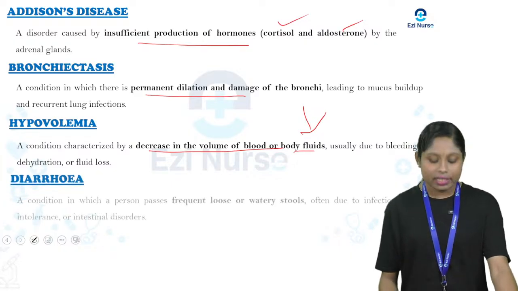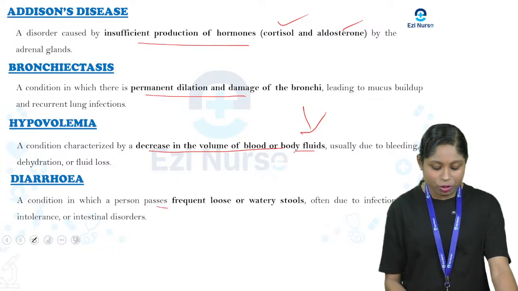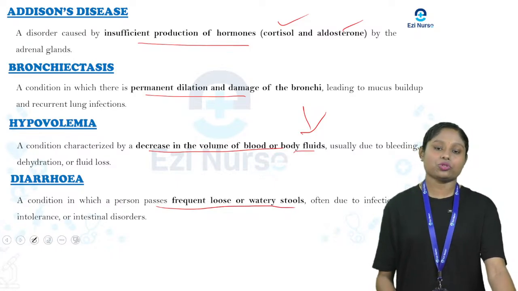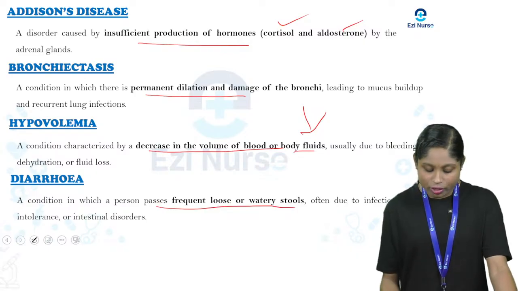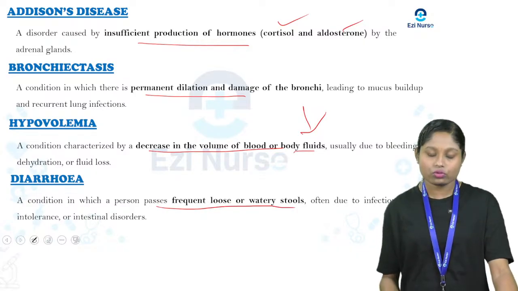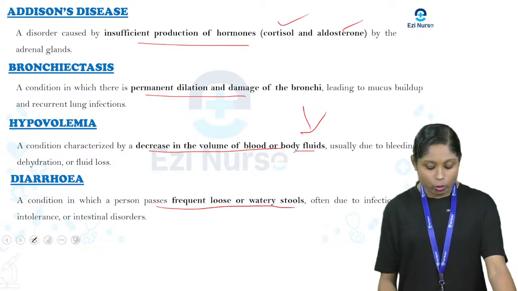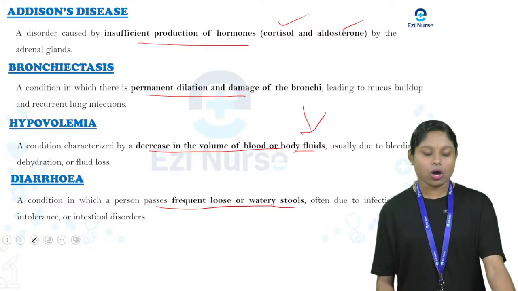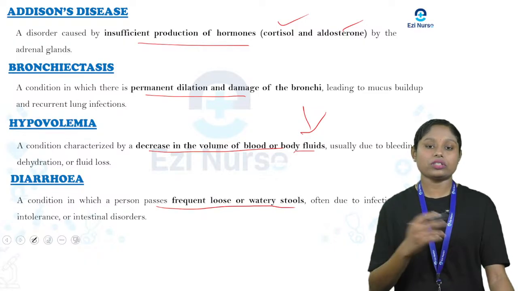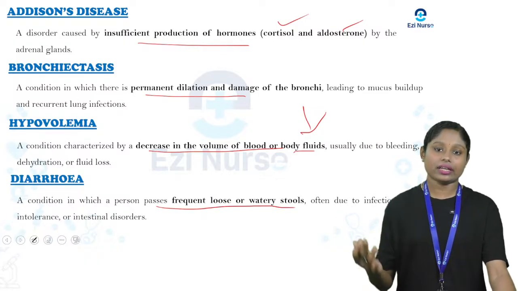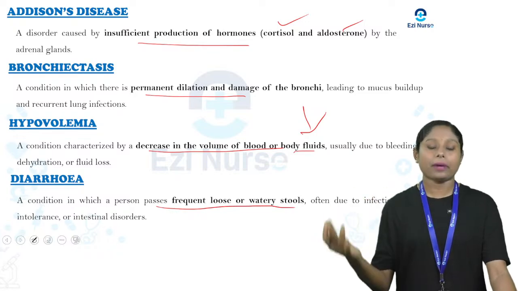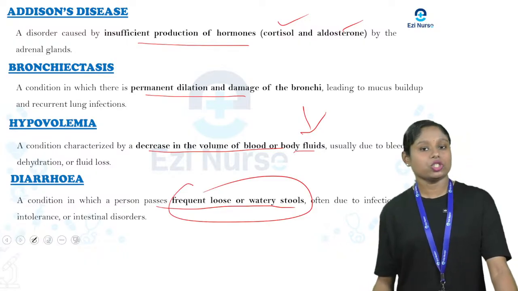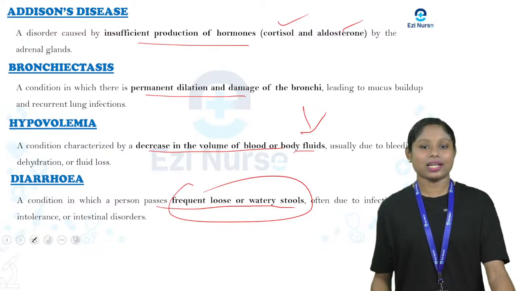So next one is diarrhea. It's a condition in which a person passes frequent loose or watery stools, often due to infection, food intolerance or intestinal disorder. So once in a while every person will get diarrhea due to any food poisoning, any microorganisms in the food. So that will cause frequent loose or watery stools. So that disease condition is known as diarrhea.